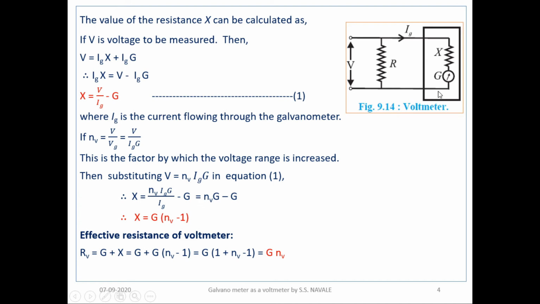Now we have to find the effective resistance of the voltmeter. This is a voltmeter. So the effective resistance of the voltmeter is X plus G because X and G are in series. So we get Rv equals X plus G. Put the value of X equals G into (Nv minus 1). We get Rv equals G plus G into (Nv minus 1). After solving this, we get Rv equals G into Nv. That is Rv in terms of Nv.